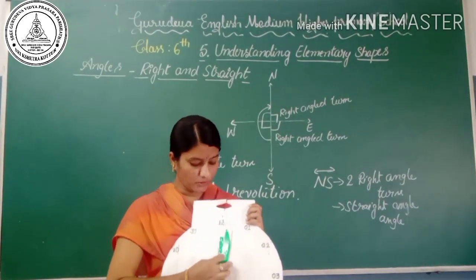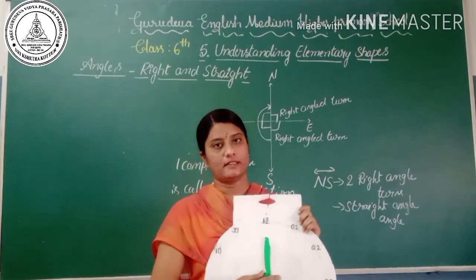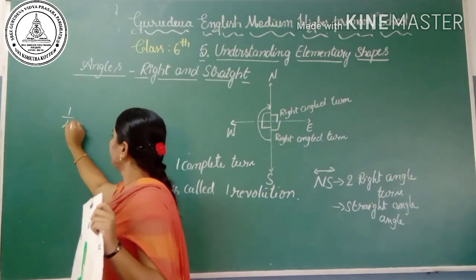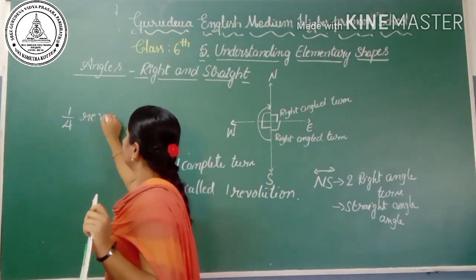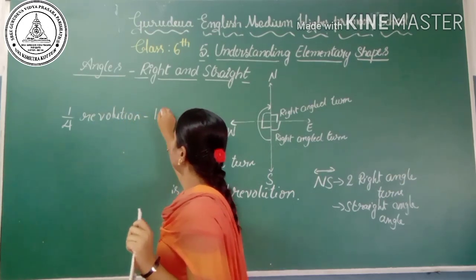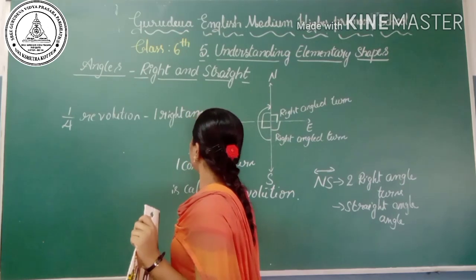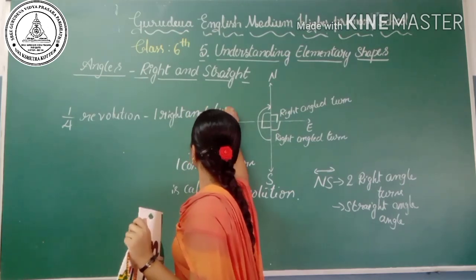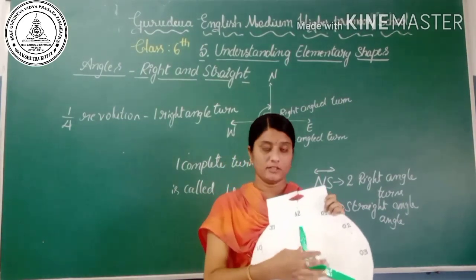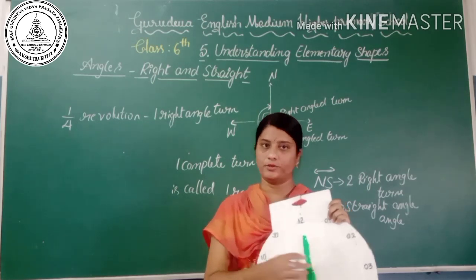If it turns from 12 to 3, it is the quarter revolution, that means 1/4 revolution. It is 1/4 revolution, which means it is one right angle turn. Right? Then again it turns from 12 to 6. It is half revolution, right?